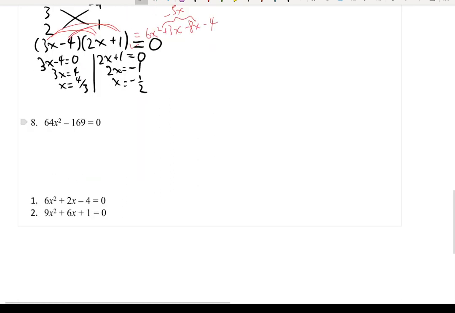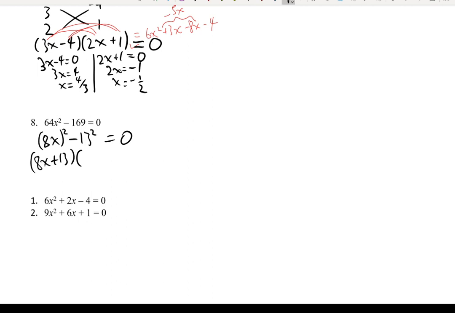We have 64x squared minus 169 equals 0. There's two terms, and it's an x squared minus y squared kind of format. So 64 is the same as 8 squared, so I can write this as 8x whole squared minus, this is 13 squared, and so this is equal to 0. Then I can write this as 8x plus 13, and then 8x minus 13 equals 0, and then you solve it.